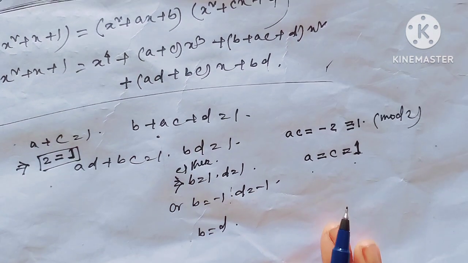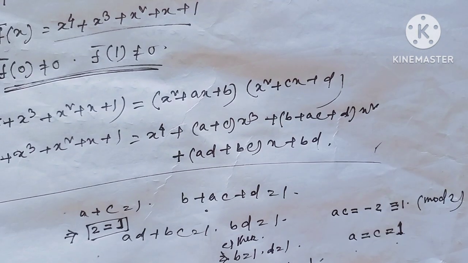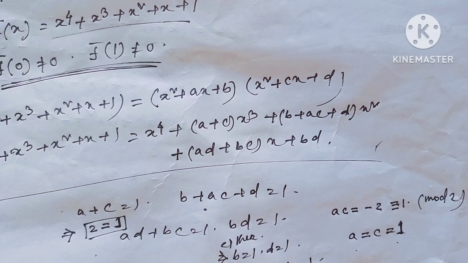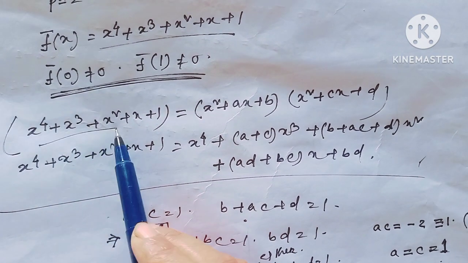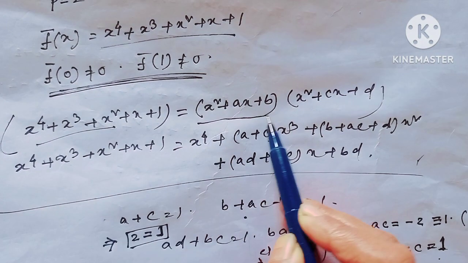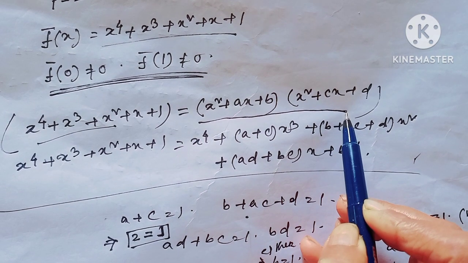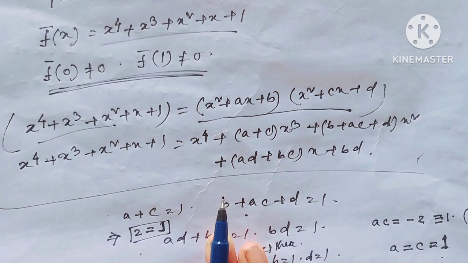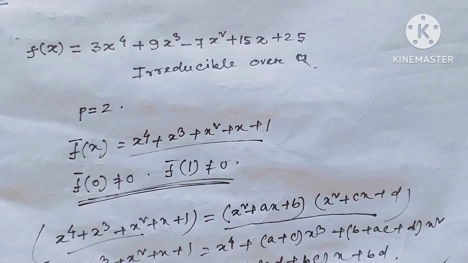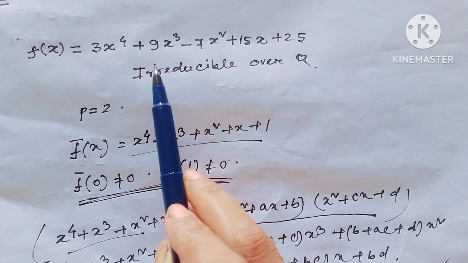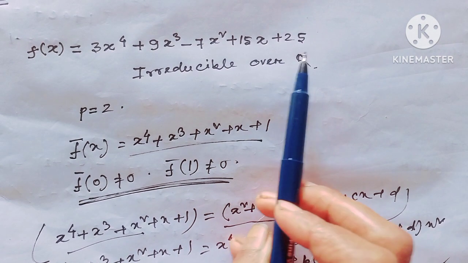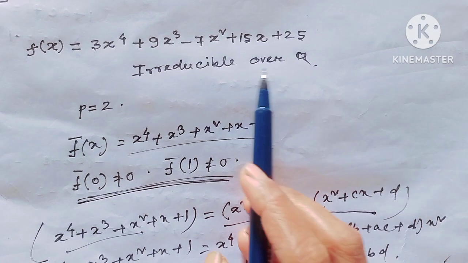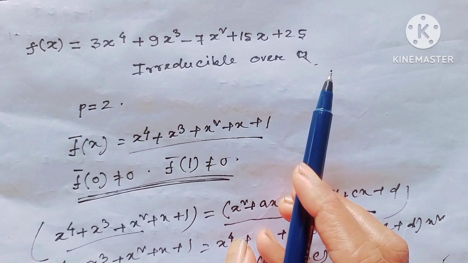So here, similar to before, we can tell we cannot express this polynomial as a product of two polynomials. So we can tell obviously f(x) equal to 3x to the power 4 plus 9x cube minus 7x square plus 15x plus 25 is irreducible over Q.